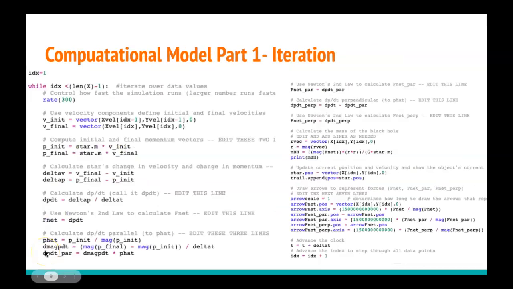Here you will see the iteration step for part 1 of this lab, which is used to update the net force, the position of the star, and the mass of the black hole at each iteration step.